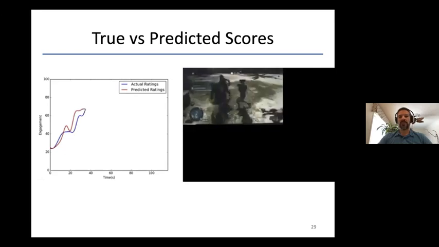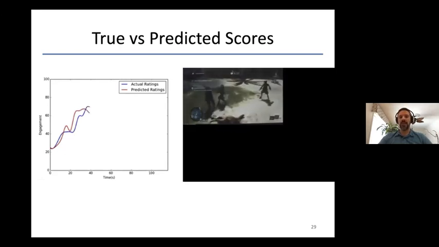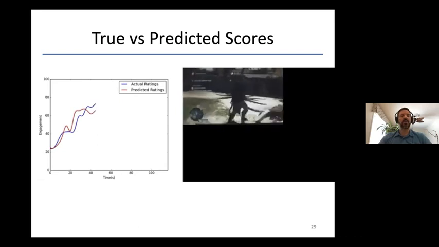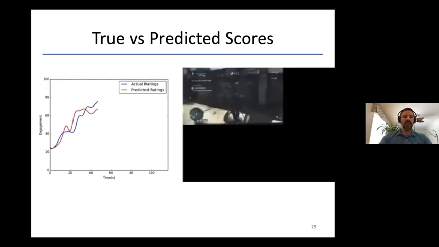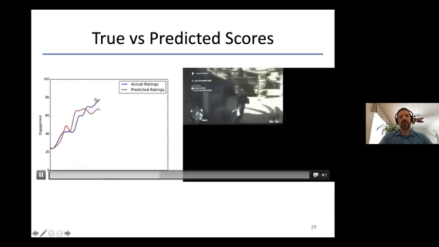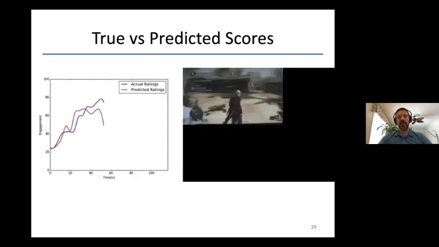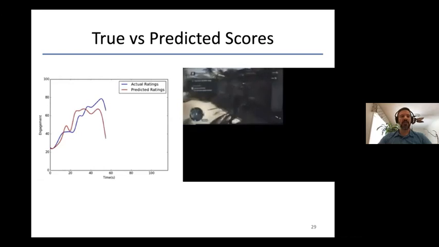Whereas the red curve is the levels predicted by the models that take into account the muscle movement and the controller movements based on the devices from both arms. So you can see here, there's a very close match between the actual ratings and the predicted ratings. We had a very high correlation in the upper 90s.